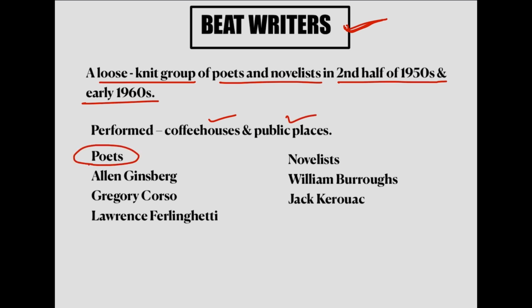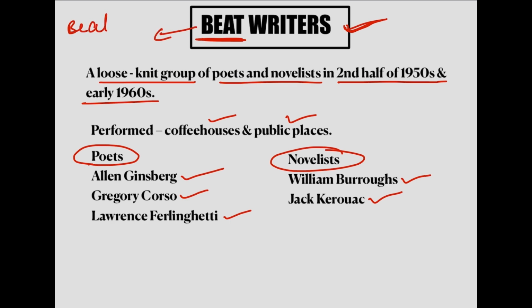जो poets थे इसके अंदर वो थे एलन जिन्सबर्ग, ग्रेगरी कॉर्सो, लॉरेंस फर्लिंगेटी. नॉवेलिस्ट हमारे पास थे विलियम बरोज एंड जैक कैरुआक. सो ये जो बीट वर्ड है ये आया है बीटन डाउन से, मीन्स हु वर ऑप्रेस्ड, हु वर द माइनॉरिटीज. एंड थोड़ा बहुत इसमें जो ड्रग्स का कल्चर उस टाइम चला था तो वो भी इसमें आता है. इट इज कंसिडर्ड अंडर सब कल्चर.